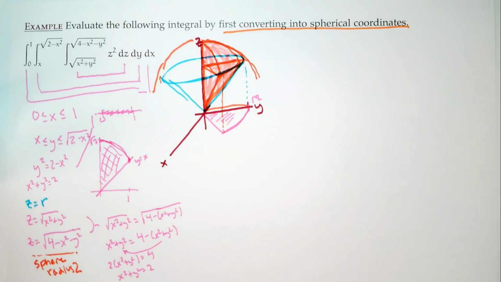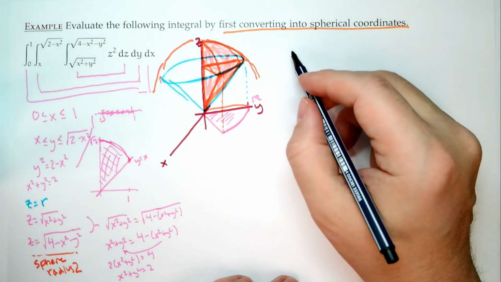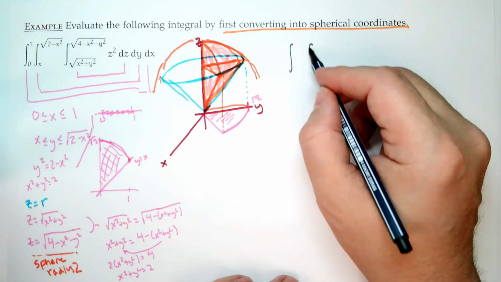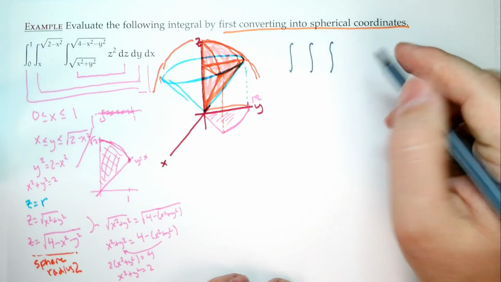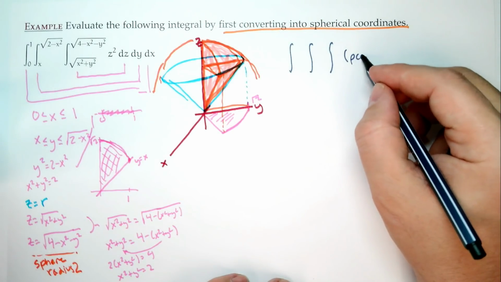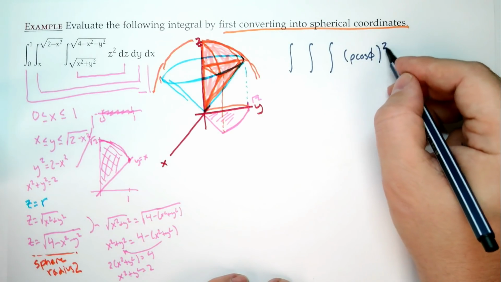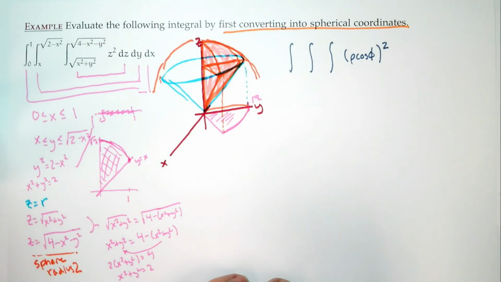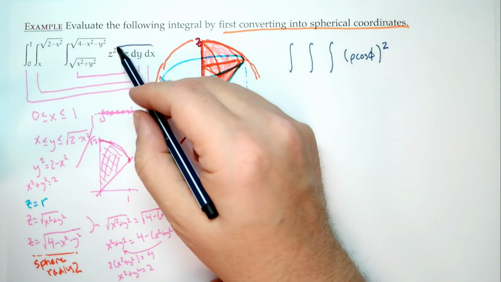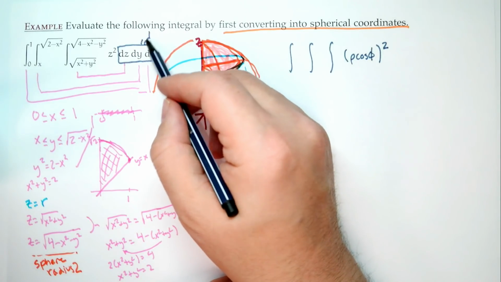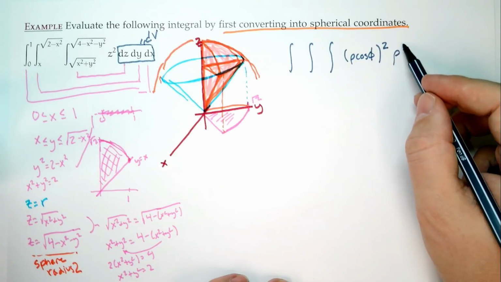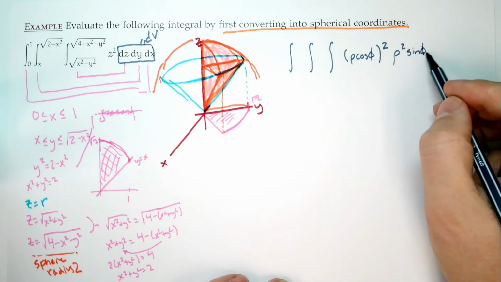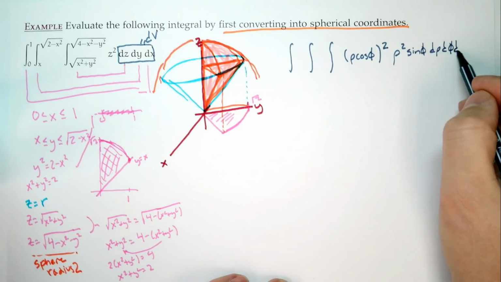So we should probably get an idea of what's going on here. We need to convert this into spherical coordinates. Integral, integral, integral of z squared, well, z is rho cosine phi. So z squared is (rho cosine phi) squared, dz dy dx, this is our dV term. So we do our conversion into spherical, which is rho squared sine of phi, d rho d phi d theta.